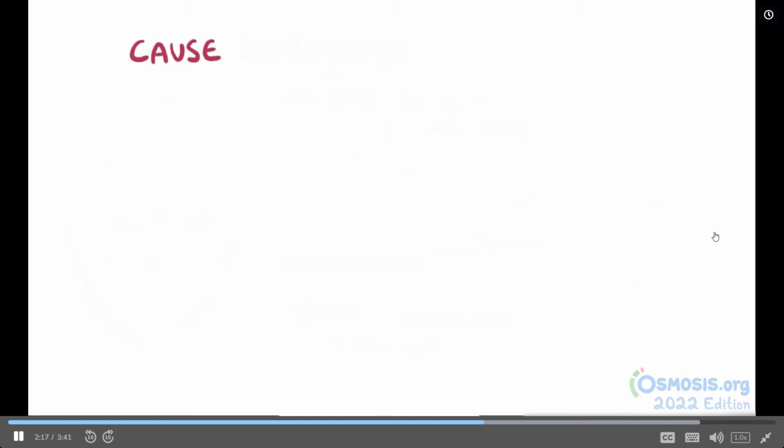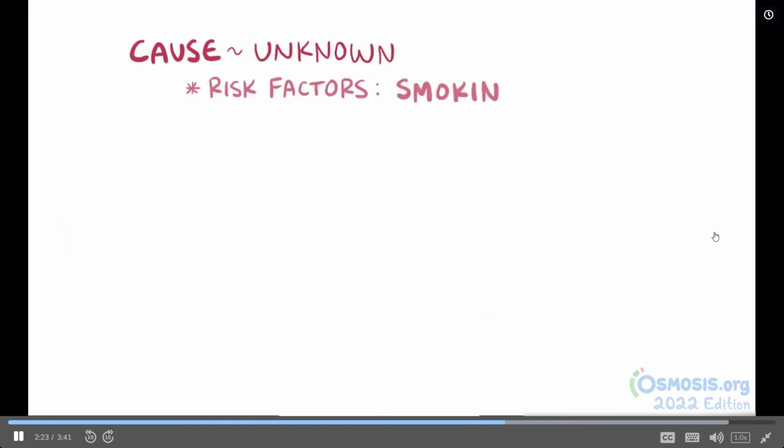The cause of Warthin's tumor is unknown, but there are a few risk factors that have been associated with it, the strongest link being smoking. But there are other non-modifiable risk factors like being elderly, being Caucasian, and being male.